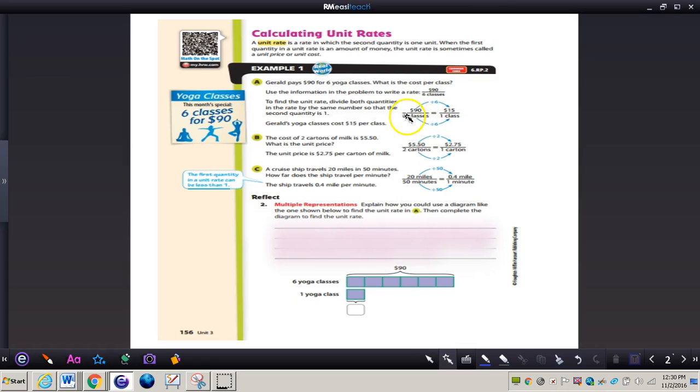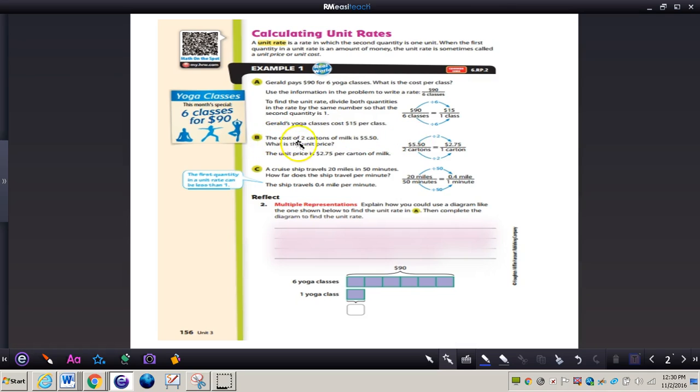Why is that? Because we want one of these units to be 1. We can't divide both of these by 90 because that would make that 6 less than 1. All right, so we're going to basically think about the smaller of the two quantities, I should say. Divide them both by 6, you get $15 for 1 class. So that would be a way to do it as well.